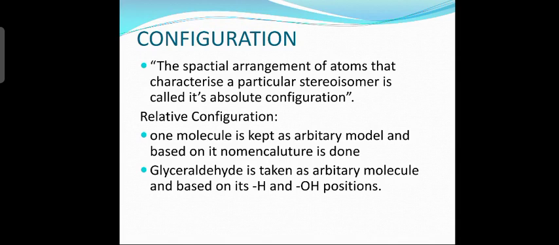For relative configuration we have to keep one molecule as an arbitrary model, and based on that the nomenclature is done. So we keep one as a model, and based on that we name. For example, glyceraldehyde is taken as the arbitrary molecule, and based on its H and OH positions we name the others.